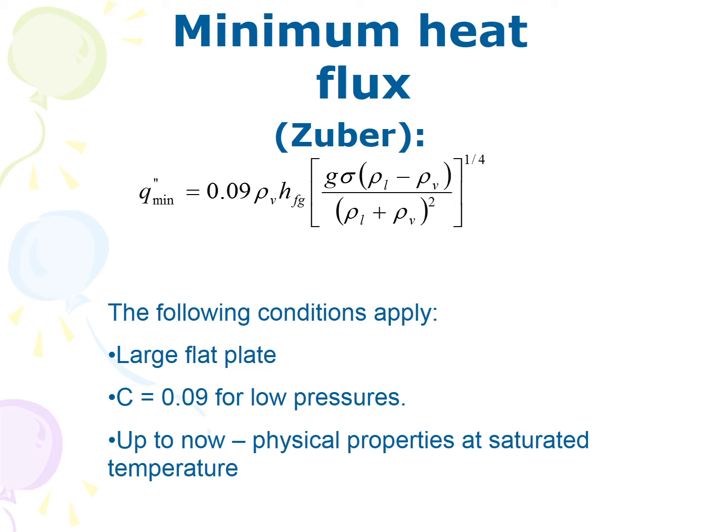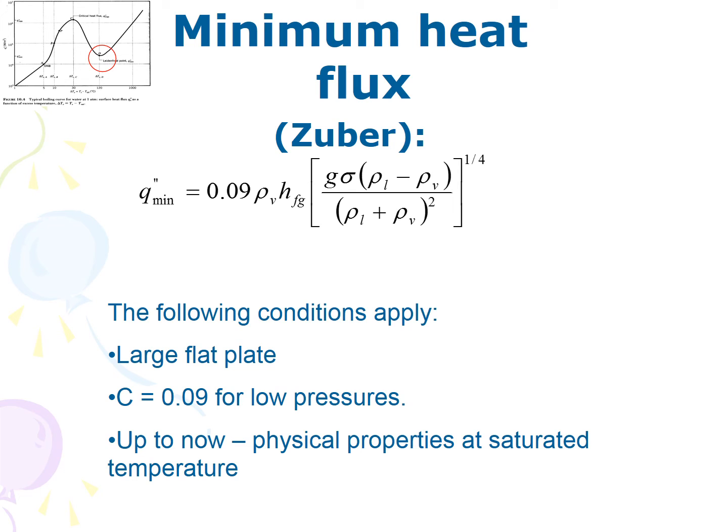This is the correlation you need to use to estimate the minimum heat flux. Do you know where the minimum heat flux is on the boiling curve? In case you are unsure, here is the boiling curve again. The minimum heat flux is at 120 degrees centigrade excess temperature. Note that this corresponds to a surface temperature of 220 degrees centigrade.